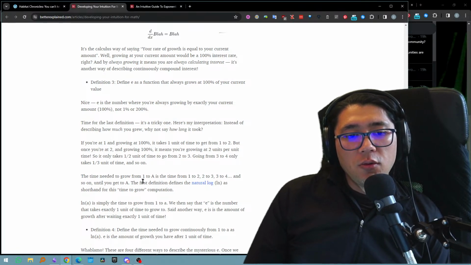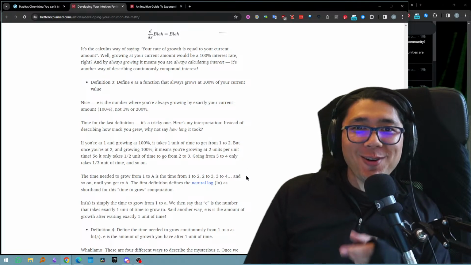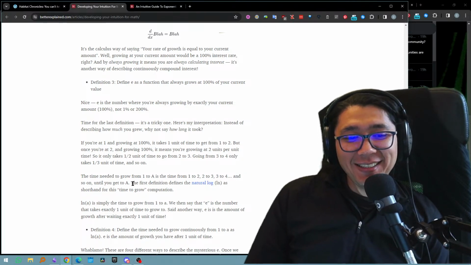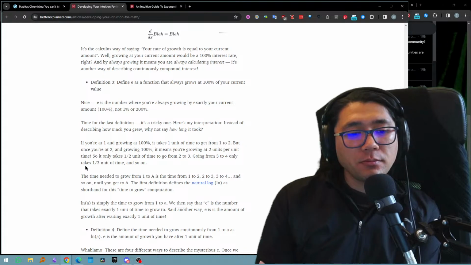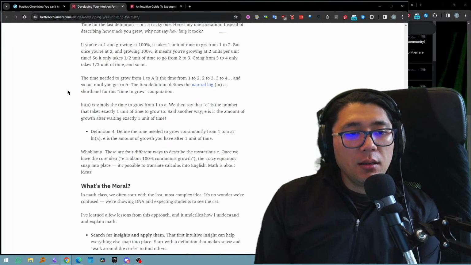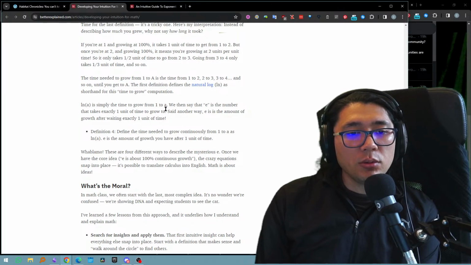The time needed to grow from 1 to A is the time from 1 to 2, 2 to 3, 3 to 4, and so on until you get to A. The first definition defines the natural log, ln, Neperian logarithm as well, as shorthand for this time to grow computation. It's a good explanation. ln A is simply the time to grow from 1 to A. When they say that E is the number that takes exactly 1 unit of time to grow to.